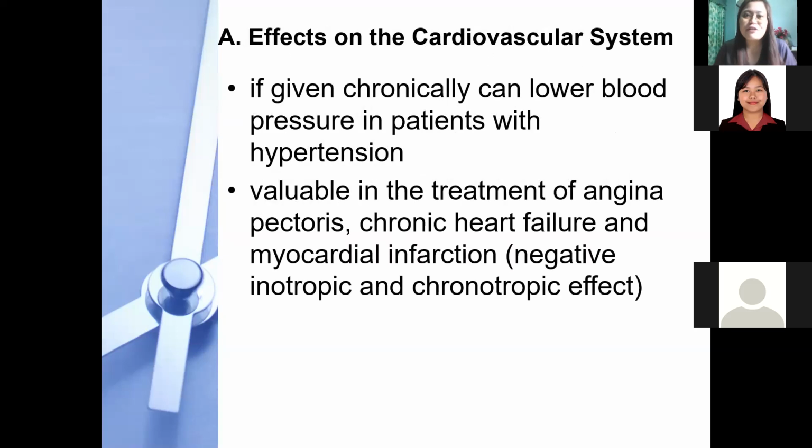Okay? So the first one, what are the effects of beta blockers sa cardiovascular system? Remember that beta 1 receptor is most likely found in the heart. Stimulating the beta 1 receptor can lead to excitation sa function sa heart. But what will happen if we inhibit the beta 1 receptor through these drugs? So the first one, if given chronically or for a long period of time, our beta blockers can actually lower the blood pressure in patients with hypertension.